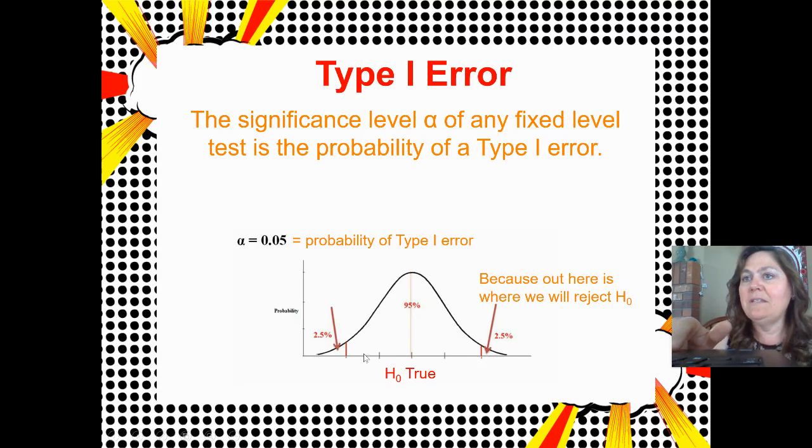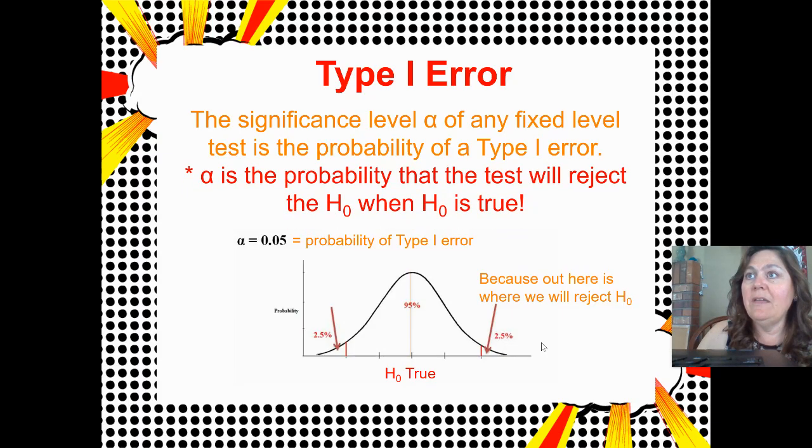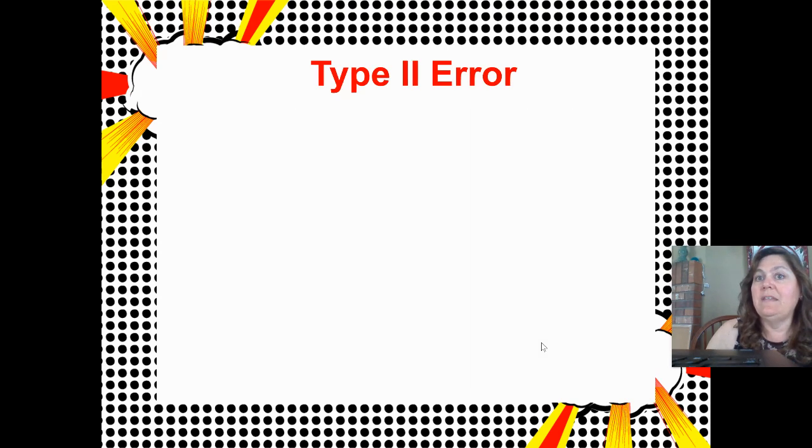If we come out into these tails, that's where we reject it, right? Because we get less than the 5% on a two-tailed test. And out here is where we're going to reject that, but we should not have because it was true. Okay, so alpha is the probability that the test will reject H0 when H0 is true. Okay? Hopefully that can be seen.